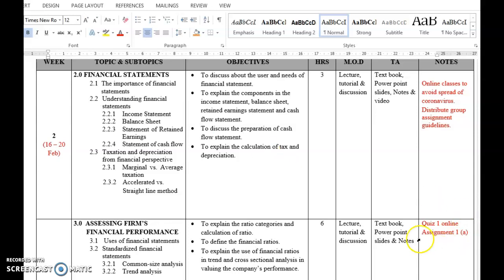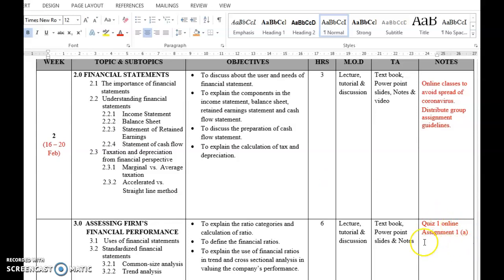Right, the scheme of work also gives you some other information. For example, here, quiz 1 online. So the first quiz will be in week 3. This is because we would have covered chapters 1 and 2. This quiz 1 will cover chapter 1 and chapter 2.